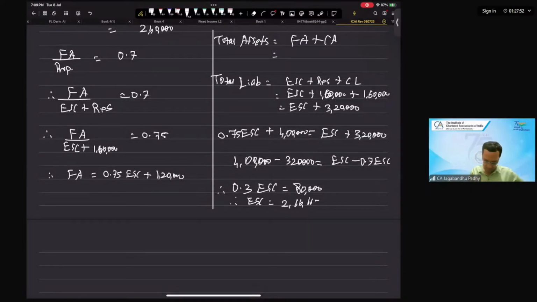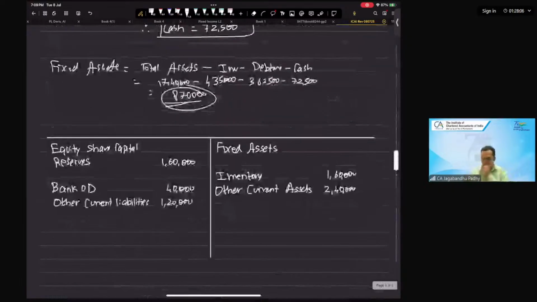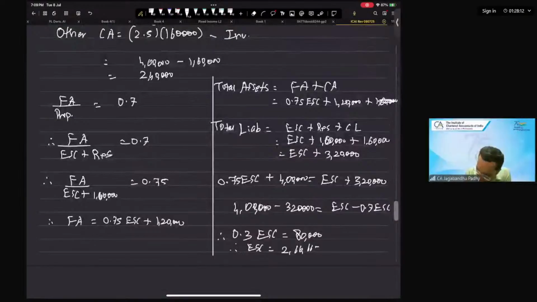The total assets will be 0.75 equity share capital plus 1,20,000 plus current asset of 1,60,000 or 1,60,000 plus 240. So 4 lakh is the current assets. Okay. So this is 0.75 equity share capital plus 120 plus 4 lakh is 5 lakh 20,000, right?